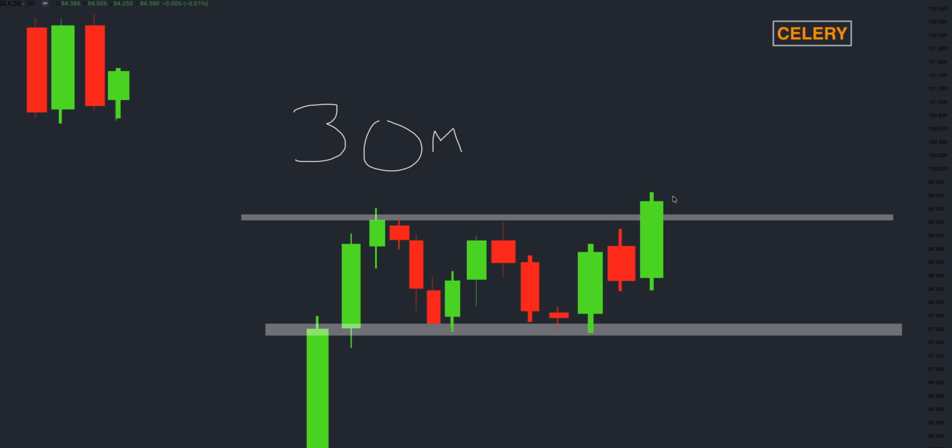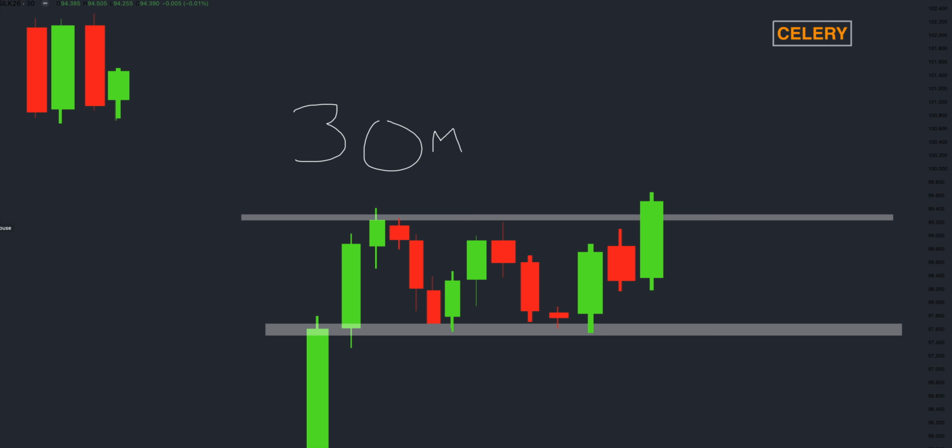is staying above this range, so it's more probable that price will be retesting the range above it rather than faking out. And what the celery looks like is it's a candle. It doesn't matter how it closes. Let's just make that very clear. It does not matter how it closes.